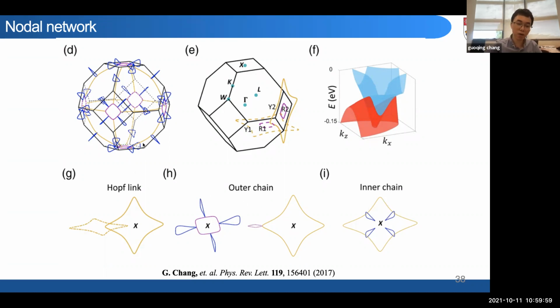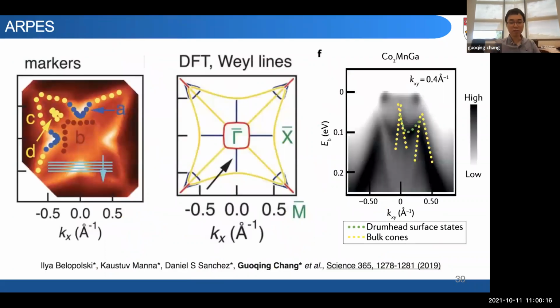So the whole band crossings here are actually a combination of all kinds of fundamental link structures, forming a complex network. This is just like building Lego, where you can put all these components together, forming a complex structure. So this is a direct experimental measurement. You can see these intense states are actually the nodal loops they observed. These are consistent with my calculations.